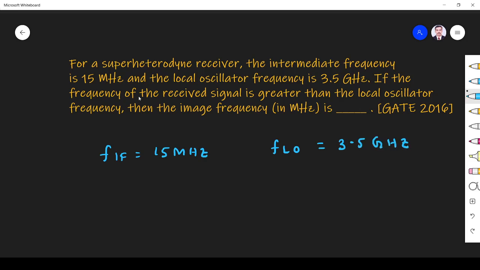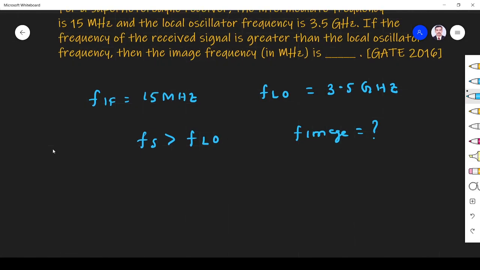If the frequency of the received signal is greater than the local oscillator frequency, what is the condition they have given? Fs is greater than Flo. The incoming signal is greater than Flo. What is the image frequency? That is what they are asking. They have given the condition Fs is greater than Flo, which means it is low side tuning. Just now we saw.